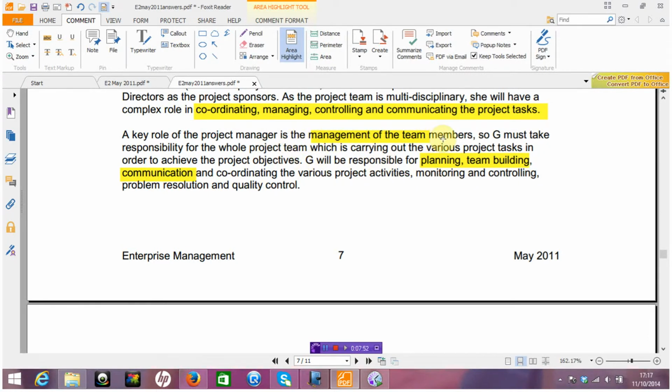Okay, and what does that involve? Well, it's going to involve a number of things, including obviously planning and team building and a fair degree of communication. That's going to be important. Communication and indeed coordinating people's jobs and tasks.